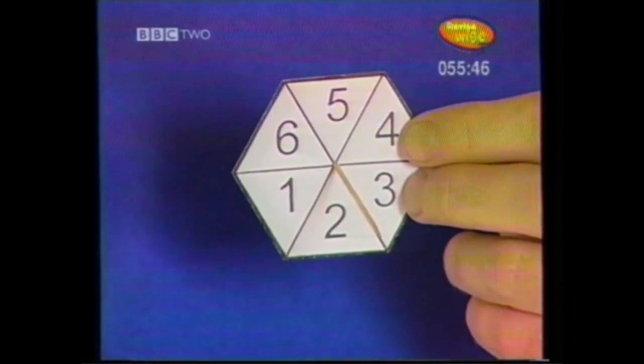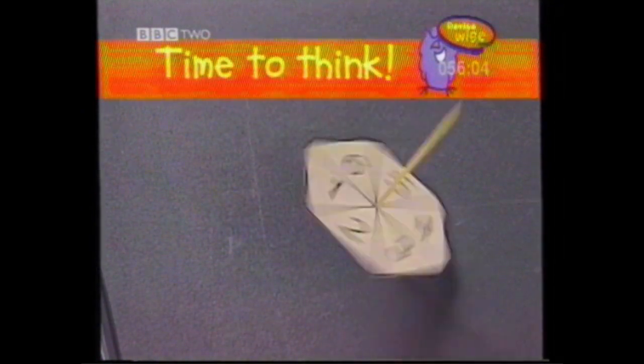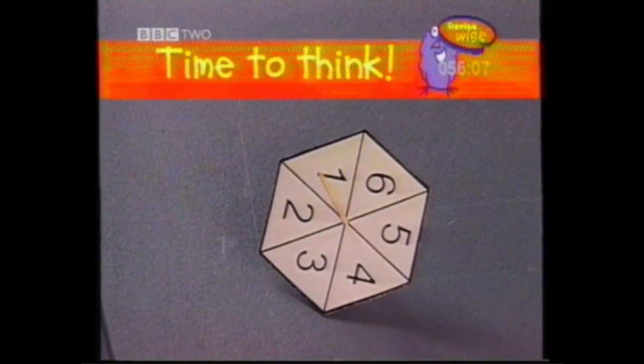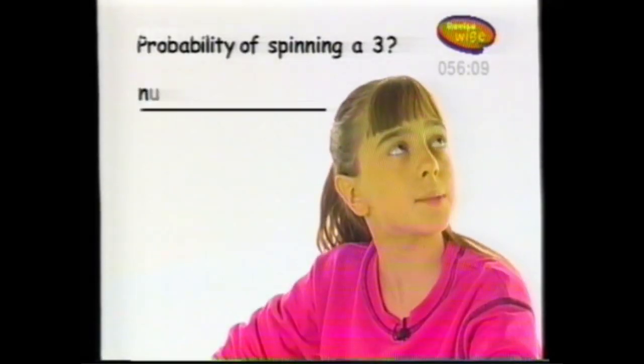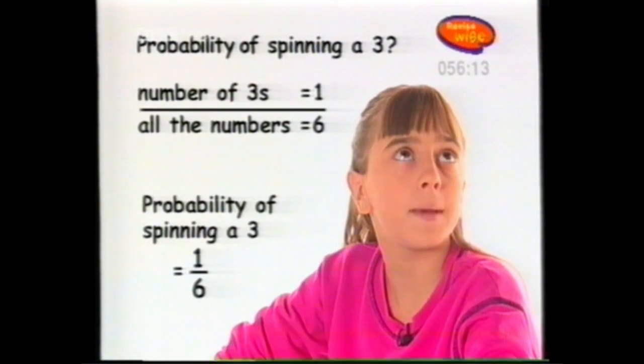Spinners are many-sided shapes like this, with each section numbered. This one has 6 sections numbered 1 to 6. If you spin it like this, it'll come to rest on one of the numbers. What is the probability of a number, say 3, coming up? Well, there's 1 3 on the spinner, and there are 6 numbers altogether, so it'll be 1/6.